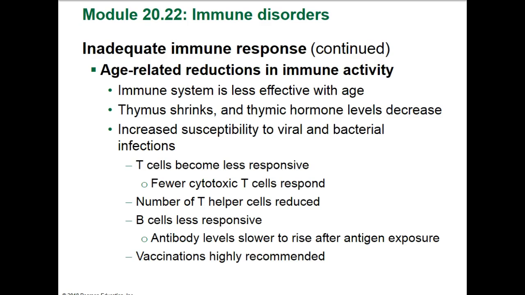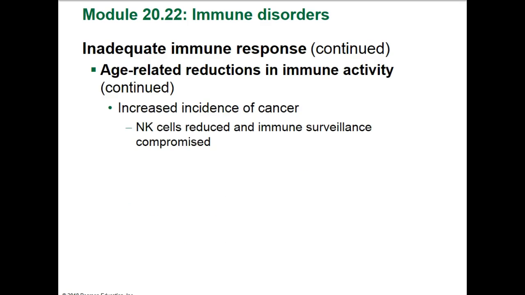So as people get older, there are certain vaccinations that are recommended, like the pneumococcal vaccination, or shingles. Age-related changes also include increased incidence of cancer because natural killer cells are reduced. Your immune surveillance isn't as good.